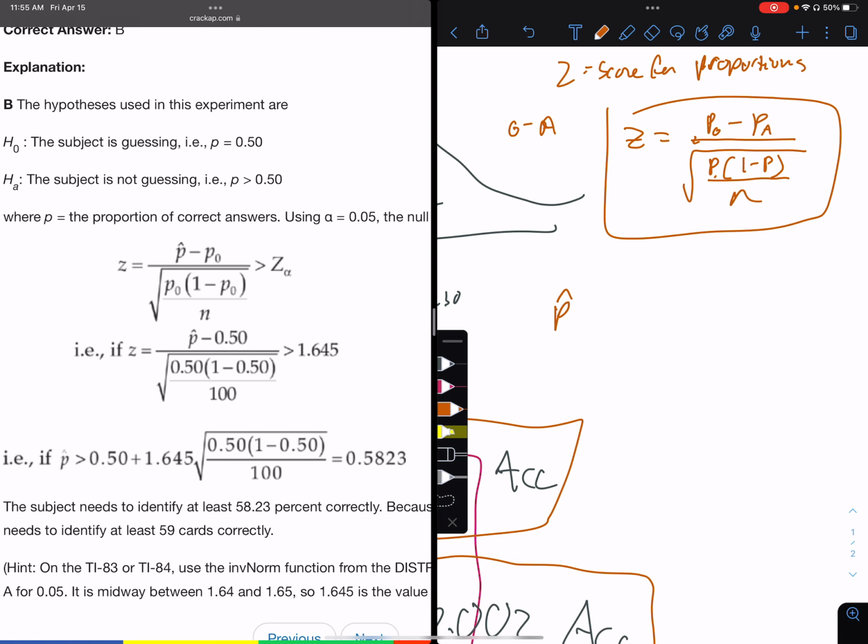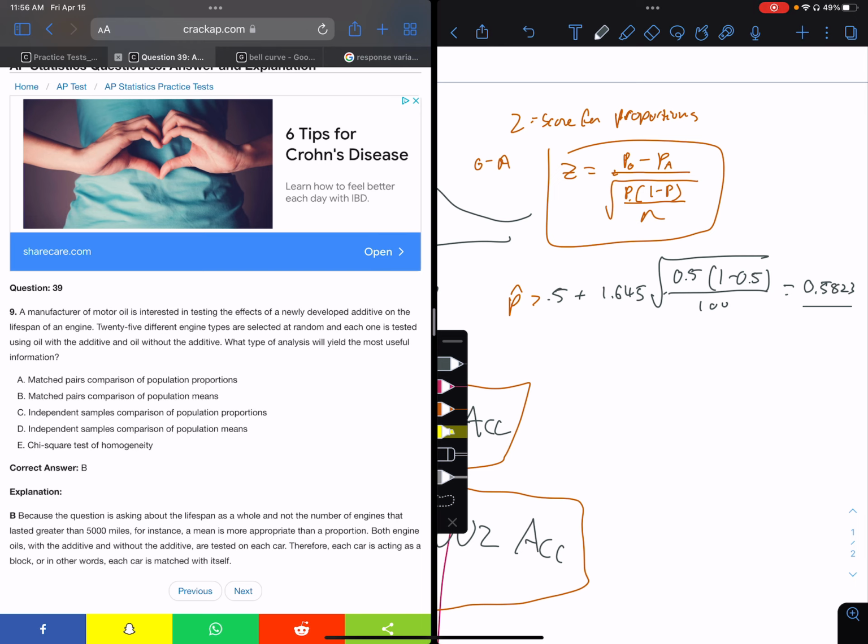Manufacturer of motor oil. Oh yeah, what test do you use? B, which is the matched pairs comparison of population means. 25 different engine types selected at random. Each one is tested using oil with the additive and without the additive. Okay, let's find out why. Because the question is asking about the lifespan as a whole, not the number of engines. I'm testing only the lifespan. The mean is more appropriate than a proportion. Okay, because we're dealing with a number then.